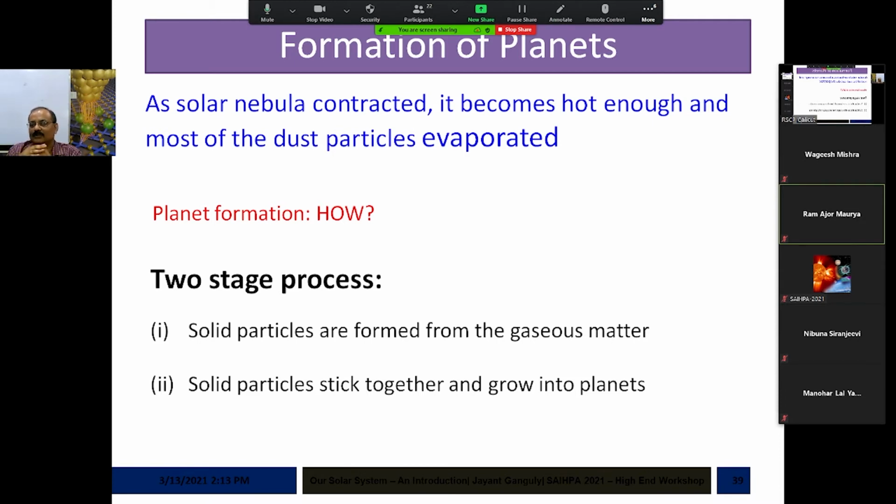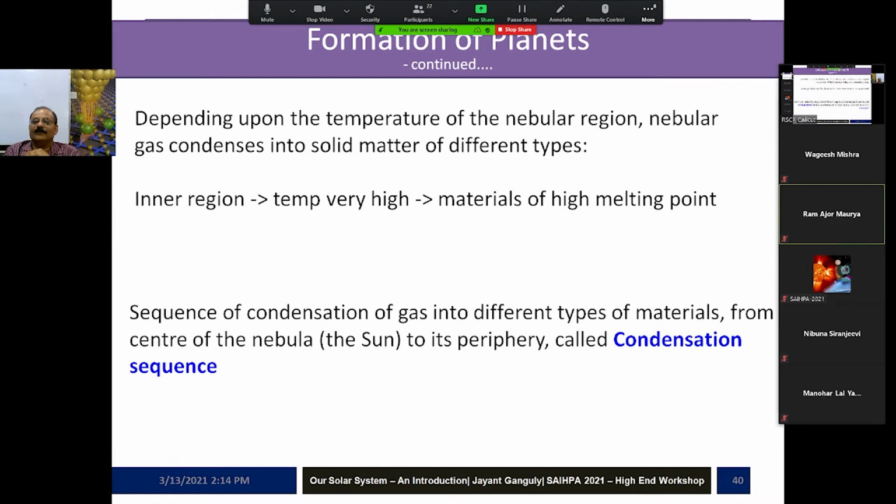Now what is the process of planet formation? How is the nebula processed? As the nebula contracts, it gets hot enough that the dust particles get evaporated, and ultimately these particles get condensed, liquefied and then solidified. The solid particles are formed from the gaseous matter, and due to this enormous pressure this transition occurs, and the solid particles stick together and ultimately grow into comets, and grow into planets.